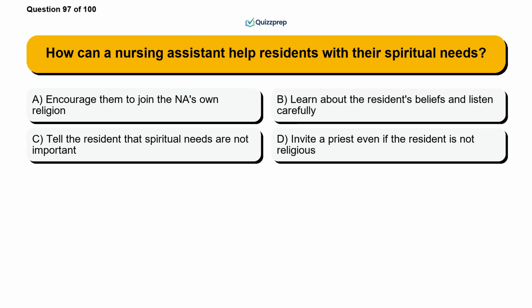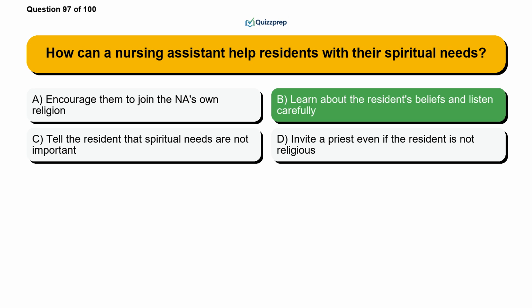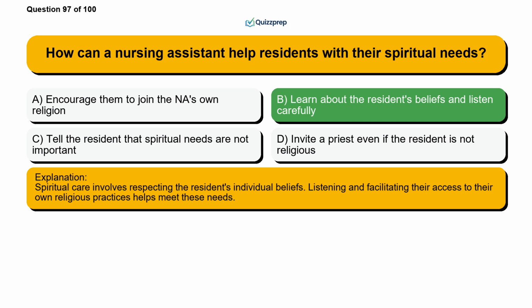Question 97. How can a nursing assistant help residents with their spiritual needs? Option A, encourage them to join the NA's own religion. Option B, learn about the resident's beliefs and listen carefully. Option C, tell the resident that spiritual needs are not important. Option D, invite a priest even if the resident is not religious. The correct answer is option B, learn about the resident's beliefs and listen carefully. Spiritual care involves respecting the resident's individual beliefs. Listening and facilitating their access to their own religious practices helps meet these needs.